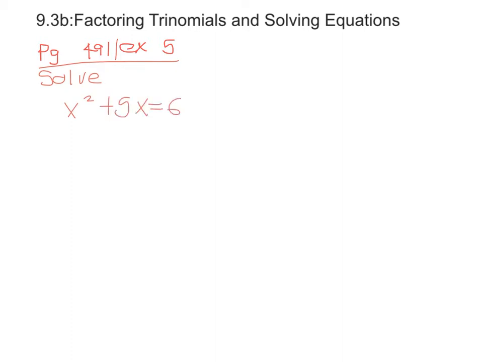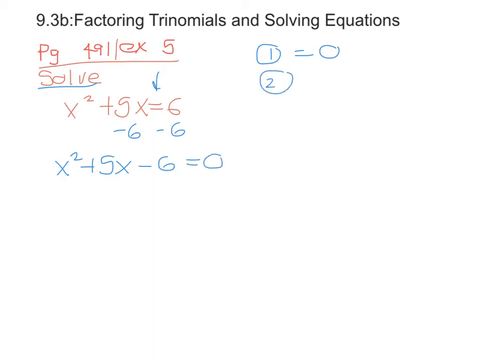So in this whole rest of this chapter, whenever it says solve and there is that equal sign, we're going to follow the steps of solving an equation. So step 1, get it equal to 0. So I need to have a 0 on the right hand side of the equal sign, so I'm going to subtract 6. When I subtract 6 on the left, there's no like terms, so I just write out x squared plus 5x minus 6 equals 0.